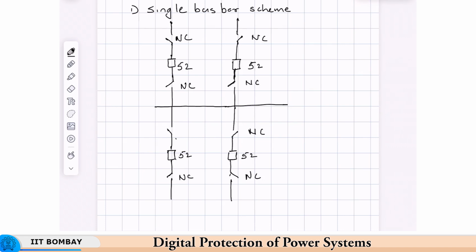Okay. So, why are they provided on both the sides? They are there to provide isolation. So, in case you need to take out the breaker for maintenance or something like that, then you will switch off the circuit from both the ends and then do whatever maintenance. NC is normally closed.